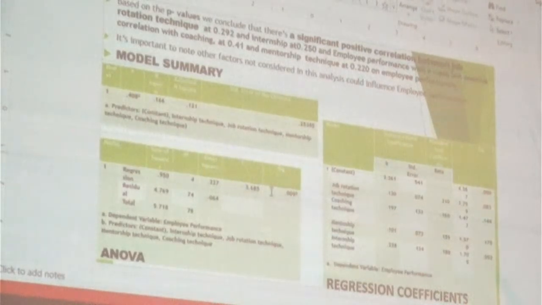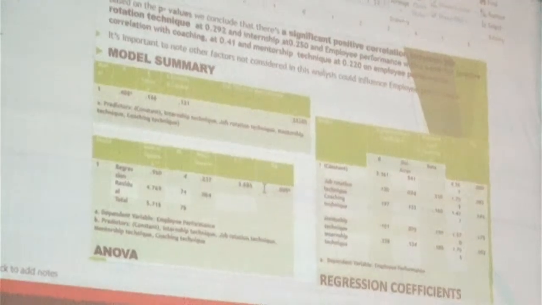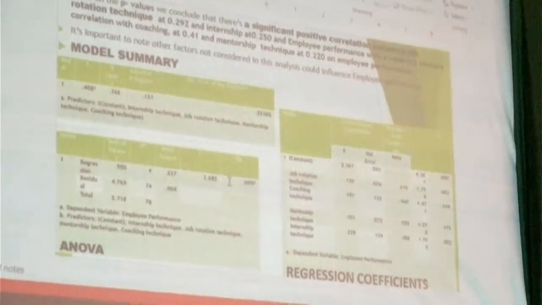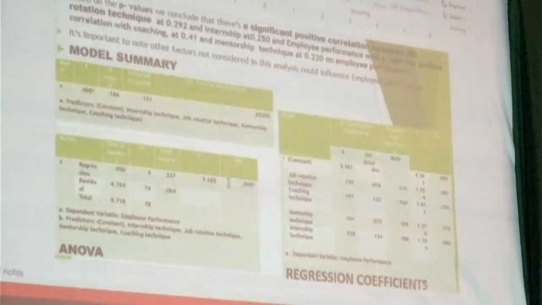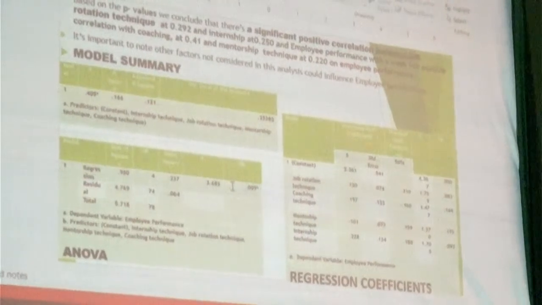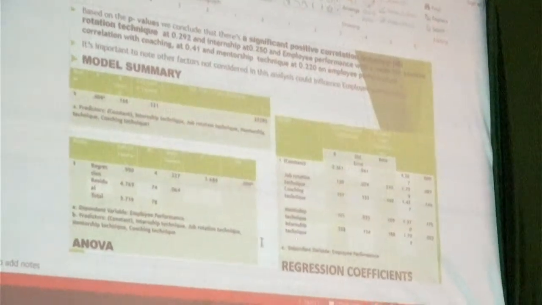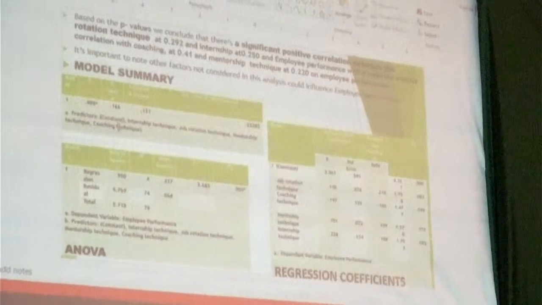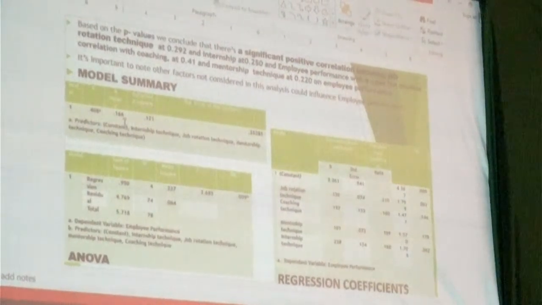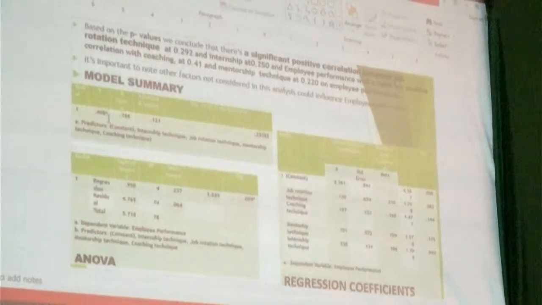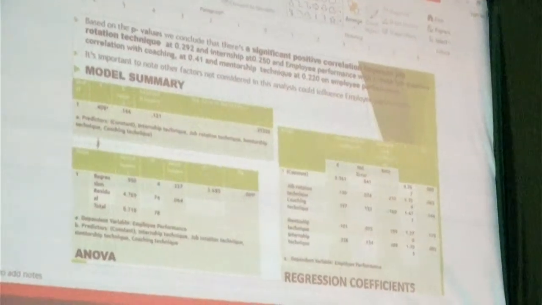Also worth noting that in the correlation, there are certain factors that are likely to influence employee performance that have not been captured in this study. This can be seen in our ANOVA, where there's a 16.6% variance, with the other 83.4% that needs to be studied.